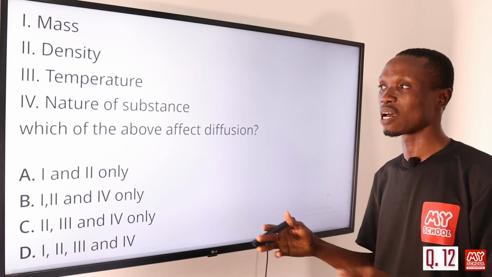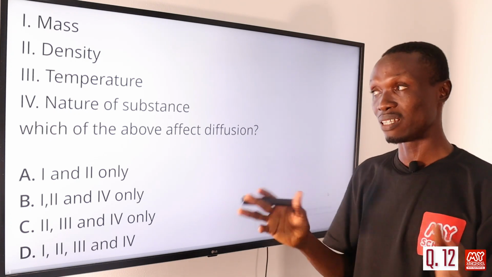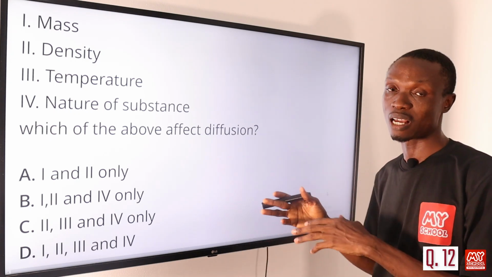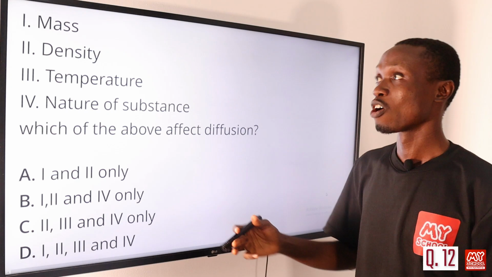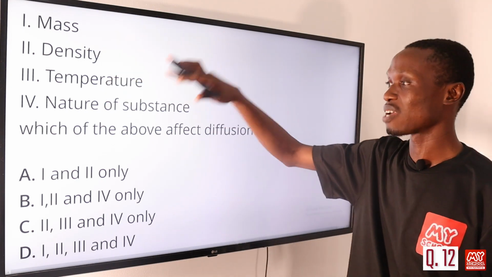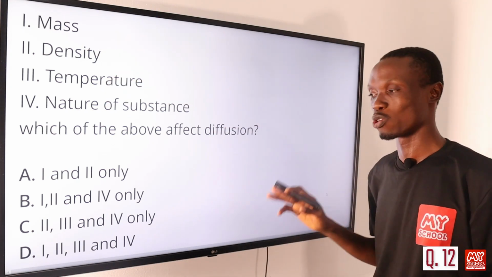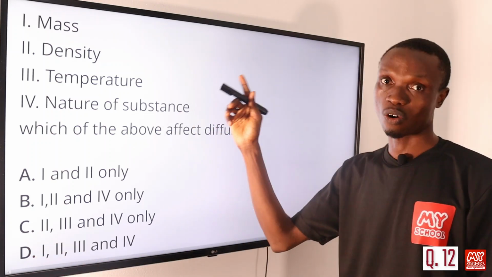Remember that the rate of diffusion is highest in gases, then in liquids, and lowest in solids. So everything listed here has an effect on the rate of diffusion. That makes option D the correct answer to this question.